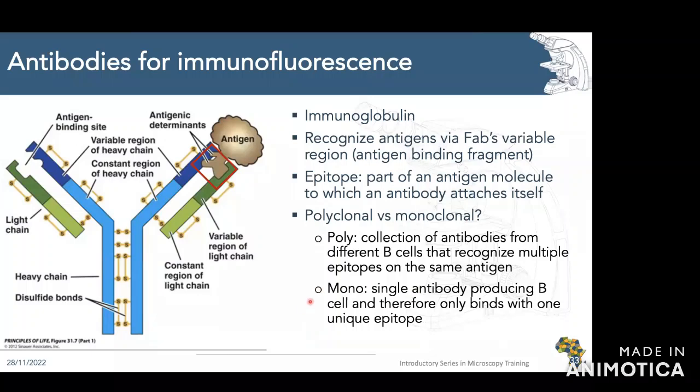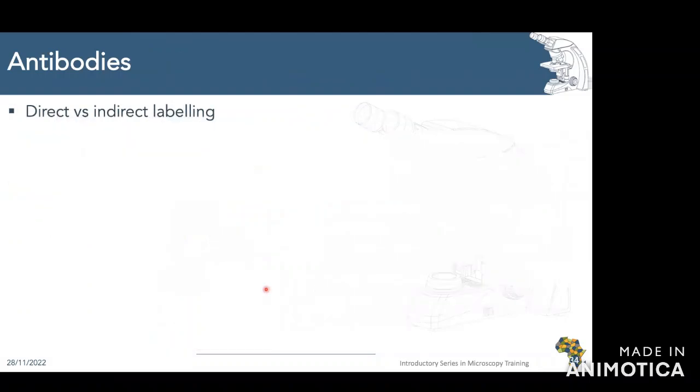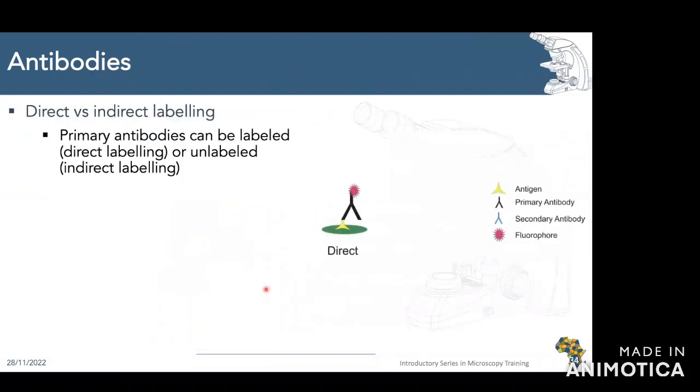But honestly, the antibodies nowadays are so well characterized that this isn't really a major problem. And I would say if you can get a monoclonal antibody, go for that. So you can go for a direct versus indirect labeling strategy. Your primary antibodies can either be already conjugated to your fluorophore. This is called direct labeling. So you would have a single antibody binding and a single fluorophore.